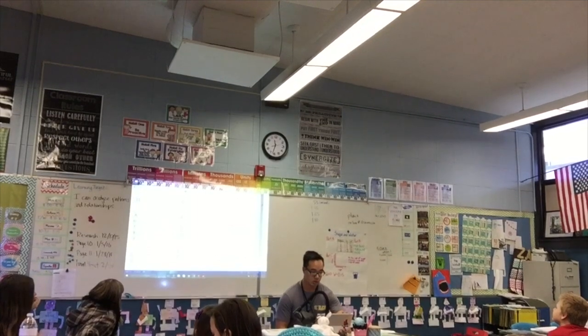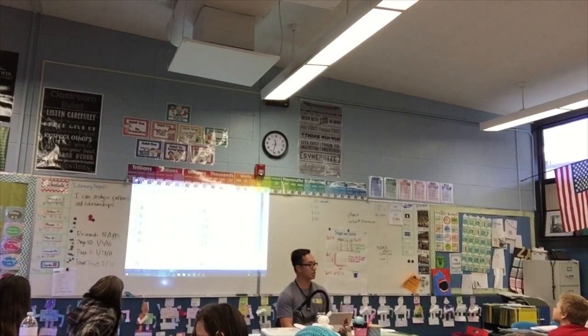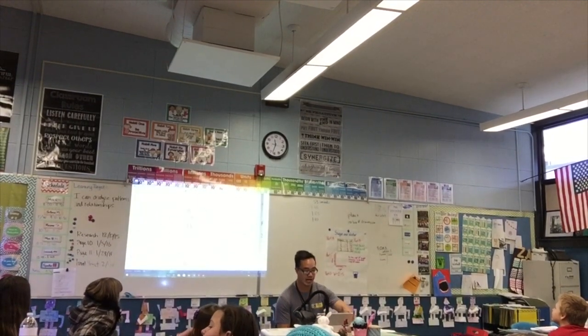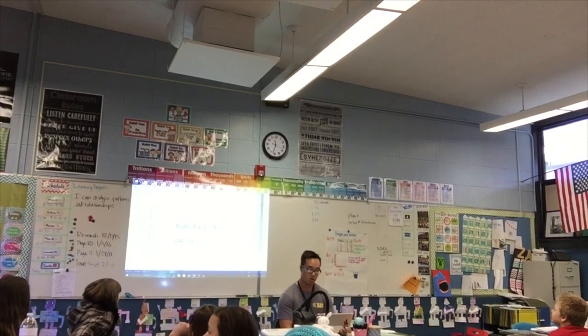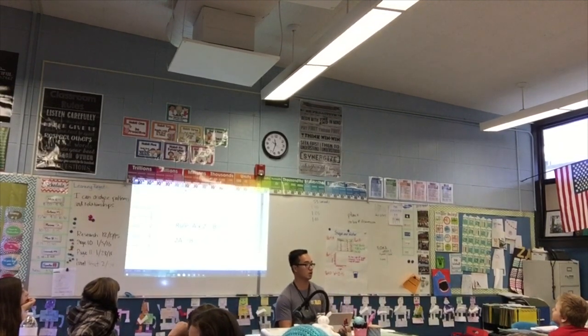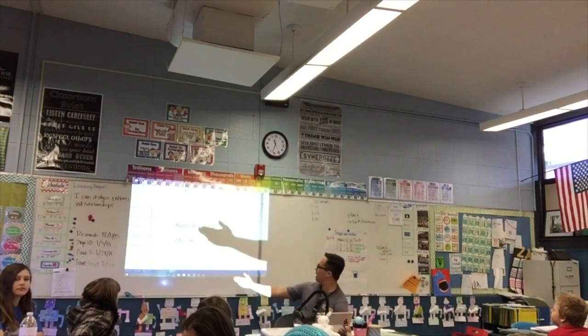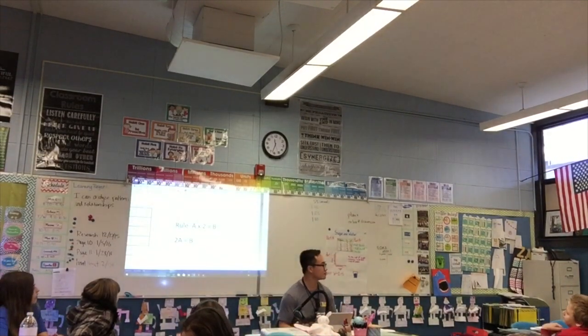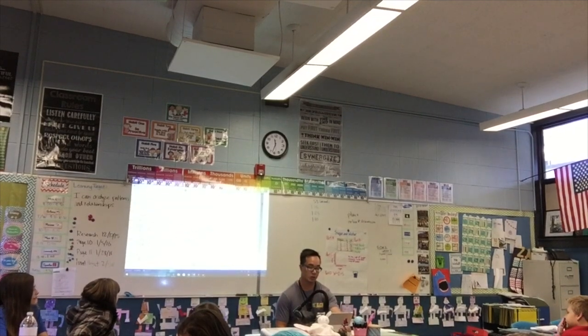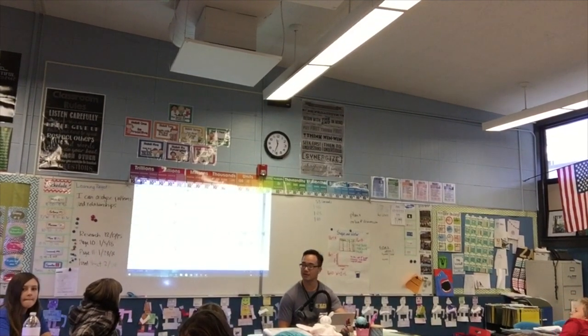So you can have either a card with a function table or a card that has just the rule. How come there's two rules for this one? Is it really two different rules or is it the same rule? Same rule, because A times 2 is the same thing as 2A, right? Yep. So now you have to find your partner that has that rule. Does that make sense to you?